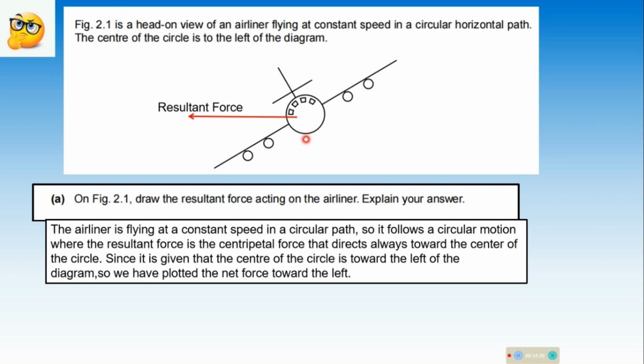This figure is a head-on view of an airliner flying at constant speed in a circular horizontal path. The center of the circle is to the left of the diagram. On this figure, draw the resultant force acting on the airliner. Explain your answer. The airliner is flying at a constant speed in a circular path, so it follows circular motion where the resultant force is the centripetal force that is always directed toward the center of the circle. Since it is given that the center of the circle is toward the left of the diagram, we have plotted the net resultant force toward the left. This is the resultant force.